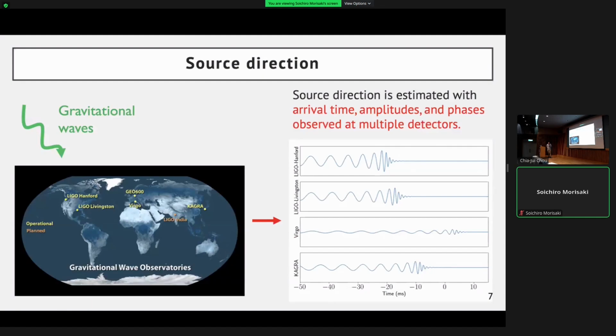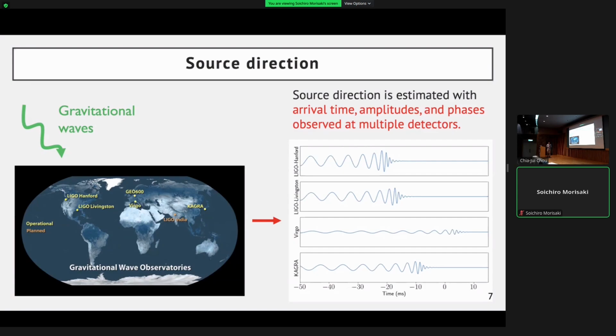Okay, so far I have focused on parameters characterizing the properties of colliding objects. In addition to those parameters, source direction is also an important parameter, and it is crucial information especially for follow-up electromagnetic observations. We can measure this source direction by utilizing the data from multiple detectors. The idea is that because gravitational waves propagate with a finite speed, they hit multiple detectors at different arrival times, as you can see in the right figure. By observing these different arrival times at different detectors, we can constrain the source direction.